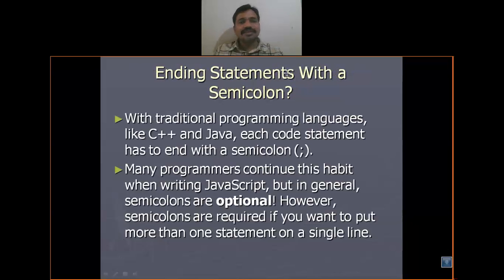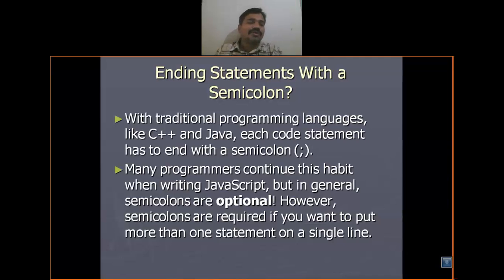Ending the statement with a semicolon. In a traditional programming language like C++ and Java, each code statement ends with a semicolon. In JavaScript, which is an interpreter, your code is checked line by line. That is the difference between a C compiler and a JavaScript interpreter. The compiler compiles the entire program and executes it at a single time. But in JavaScript you interpret your code, so the code is checked line by line.